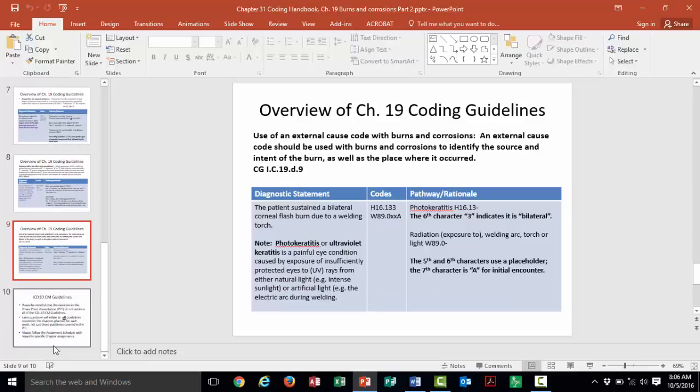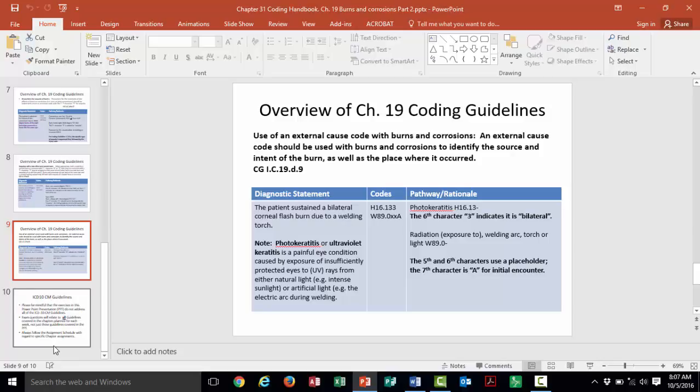The use of an external cause code with burns and corrosions is something we've been doing all along in all of our examples. I'm just showing you that there is a guideline that tells us we have to do that. But the diagnostic statement I've chosen is something a little bit different, and I did this because I wanted you to know that sometimes a burn may not be in the burn chapter, chapter 19, especially when you're talking about eyes. The patient sustained a bilateral corneal flash burn due to a welding torch.